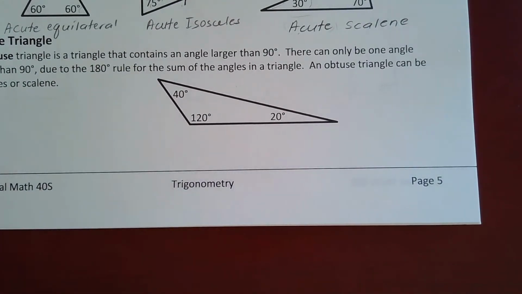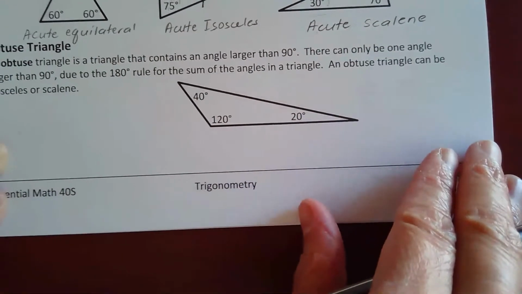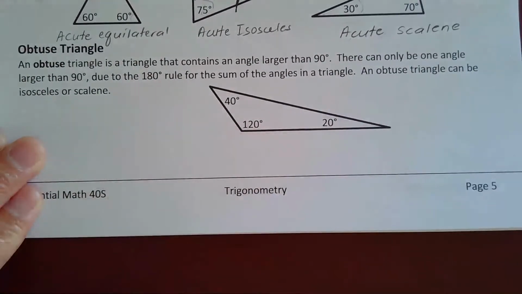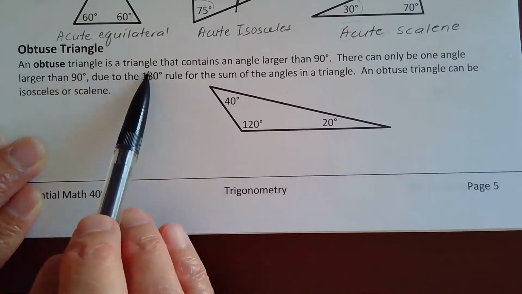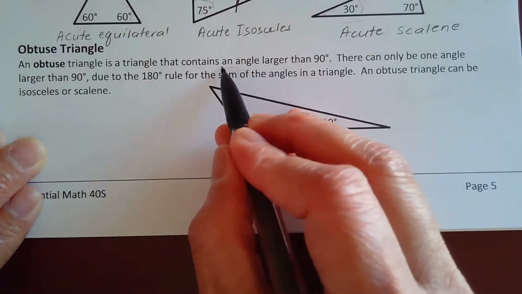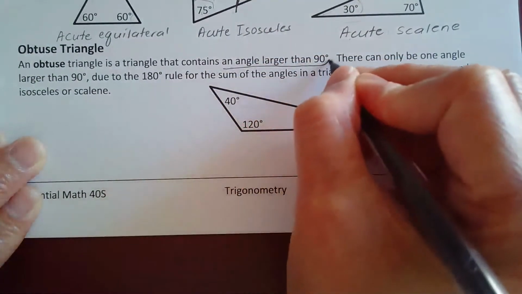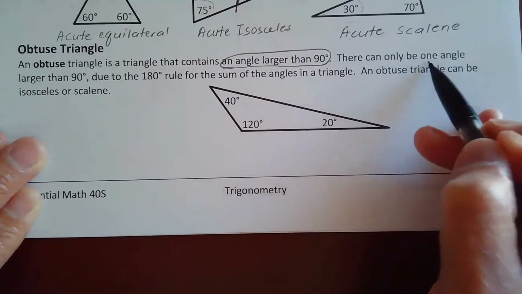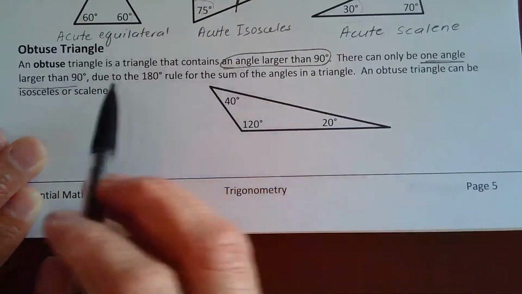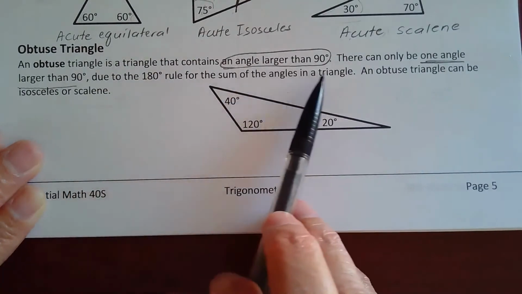There's a lot of talking in here. Sorry about that, but that's just how this is. So, the obtuse triangle. We talked about a right triangle that has 90 degrees. An acute triangle has all small angles less than 90 degrees. An obtuse triangle is different. An obtuse triangle is a triangle that contains one angle, just one angle, larger than 90 degrees. There can only be one angle larger than 90 due to the 180-degree rule for the sum of the angles in a triangle.